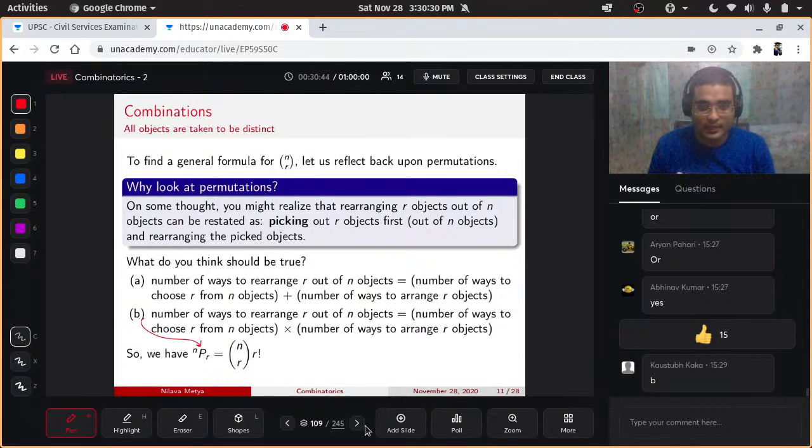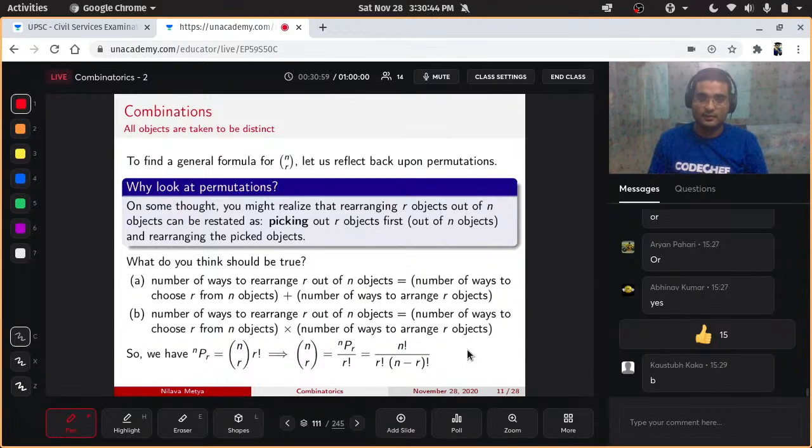Because I have multiplied. Now we have already seen what nPr is: n factorial by n minus r factorial. Just substitute and we get the formula for n choose r. Okay, so this is the formula for n choose r. All right.